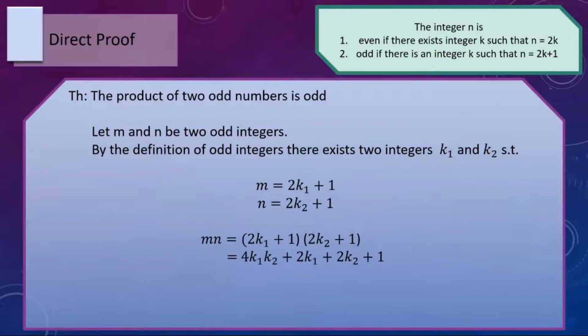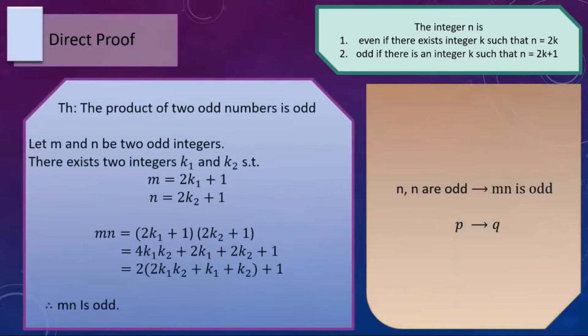So I just do some algebra. And here's where the magic happens, right? I've maneuvered it into 2 times the following stuff plus 1. Well, that stuff in the middle is just an integer. So now look at the form m times n has taken. It's 2 times an integer plus 1. And we know what to call that. We call that odd. So I've started with the assumption that m and n are odd, and I've shown that that directly implies mn is odd. Direct proof, P implies Q.